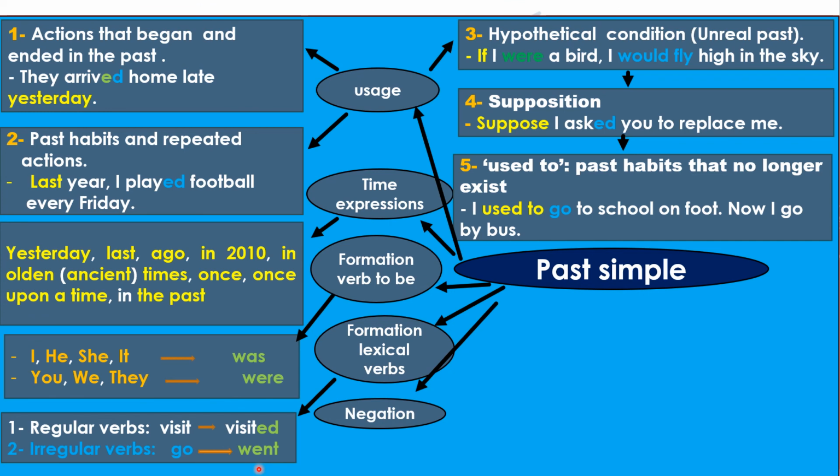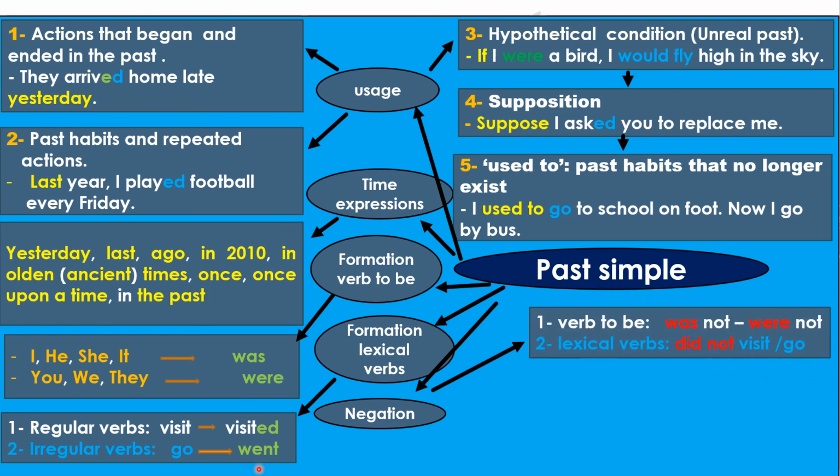Let's talk about the negation of the past simple. We're going to start with negation of verb to be. Was becomes wasn't, were becomes weren't or were not, was not. Lexical verbs: did not or didn't visit, or did not or didn't go.